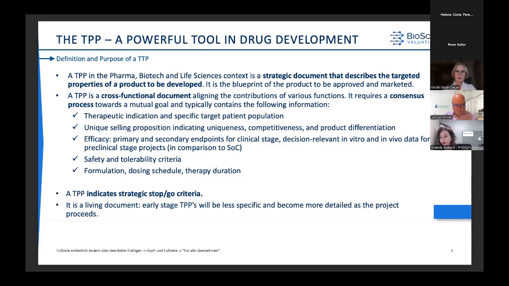So we see here all the elements of a TPP. We have seen this multiple times before. For me, a TPP contains stop-go criteria. And that is the hardest point to define, because nobody likes to be nailed down to a certain objective in a quantitative way, for example. And if we now go to the next slide, please.